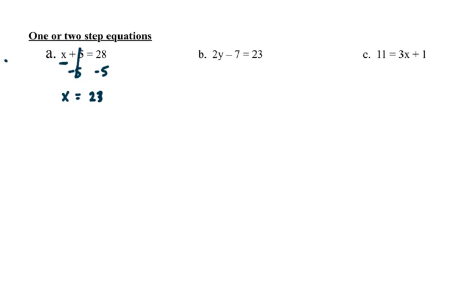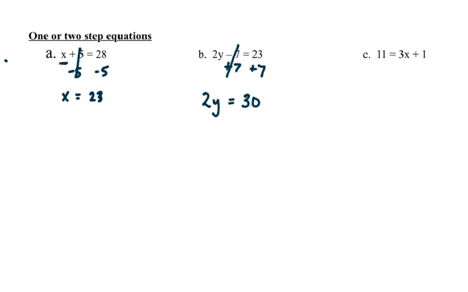Next, we have a two-step equation. We've got 2y minus 7 equals 23. What we need to do first is we need to get rid of things. I like to think of it as like reverse PEMDAS order. So where we normally do the addition subtraction last, we're going to undo it first. In this case, we're going to add 7 to both sides, and it'll cancel on the left. We have 2y equals 30.